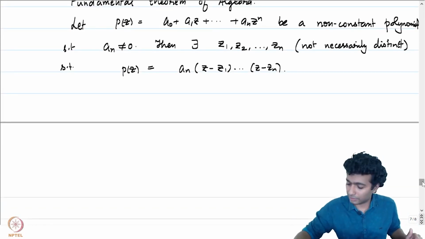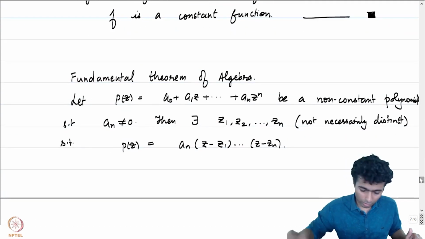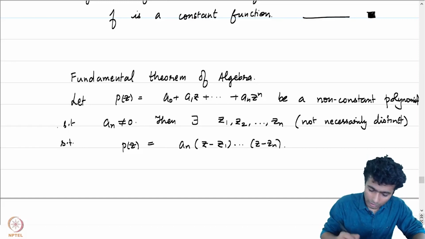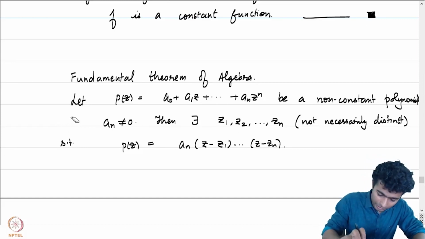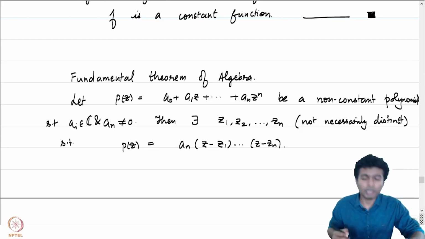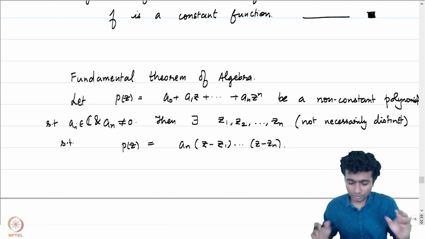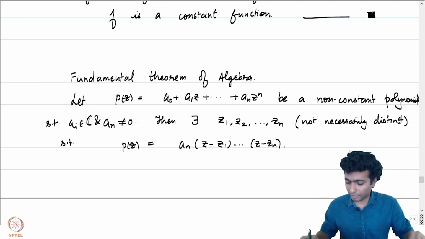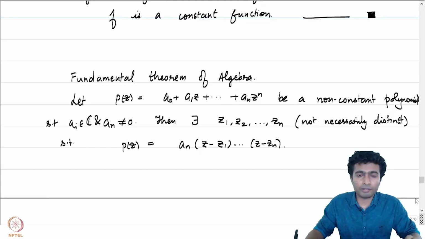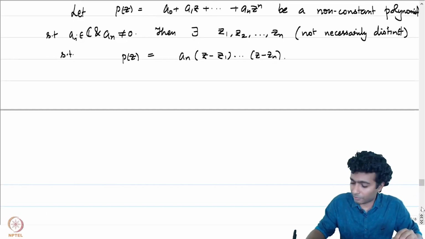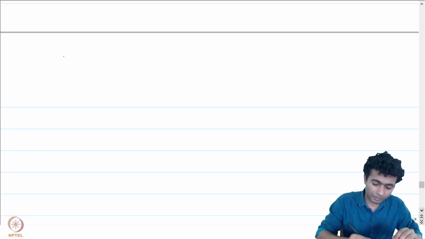Notice that this is a non-constant polynomial with coefficients in the complex numbers, such that, let me just add something here, ai belongs to C and an is not equal to 0. So this is a polynomial with complex coefficients and the leading term is not 0. Then we have our polynomial splits into linear factors. Let's give a proof of the fundamental theorem of algebra.